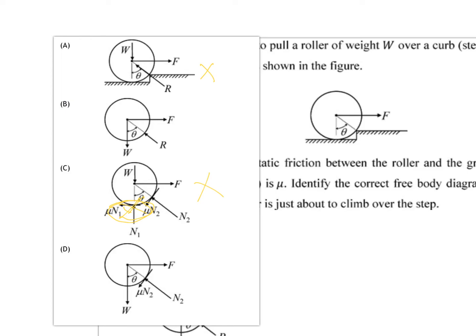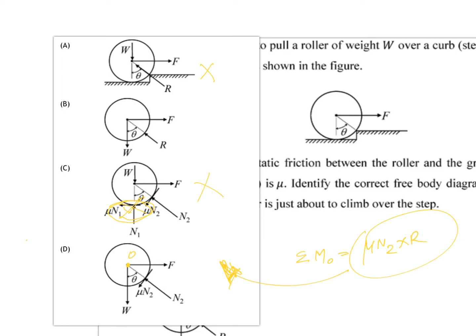There is another reason why this is wrong. If you take the moments about this point, let's say this point is O, and I sum up the moments about O, then I have mu N2 times the radius. But since this is a free body diagram that corresponds to a system in equilibrium, I cannot have a non-zero moment about this point. If I sum up the moments about this point, I should get zero. I should get zero only in this case. In the other case I won't get zero moments about this point, which in turn means that mu N2 is zero. So the correct answer is this.